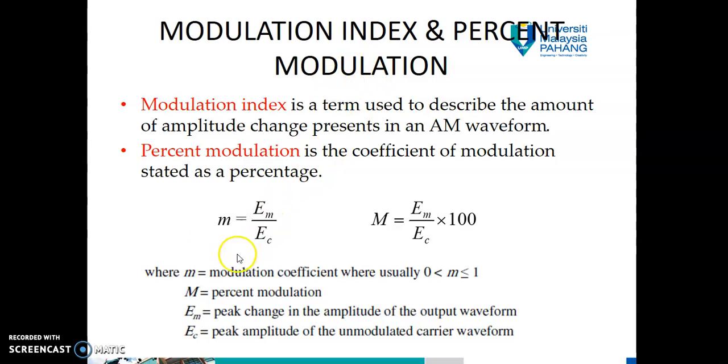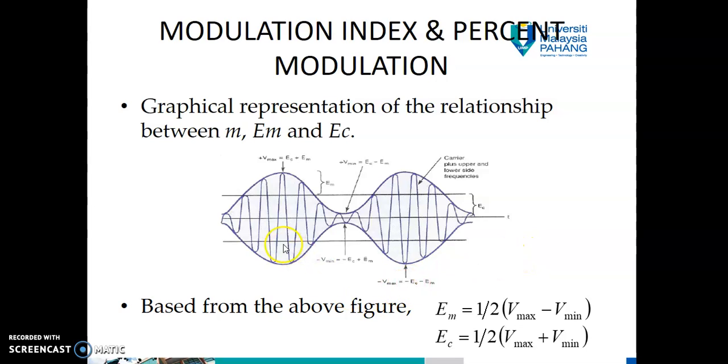Now, modulation index and percentage modulation, as I mentioned before, M equals Vm over Vc. The big M is the percentage of modulation. So this is how the signal looks like. Vmax means Vc plus Vm. From here to here is Em. This one is positive Vmax, and here is negative Vmax. Don't worry, I'll show you in the next class how to derive it. But you must know this is the mathematical representation of the AM signal.